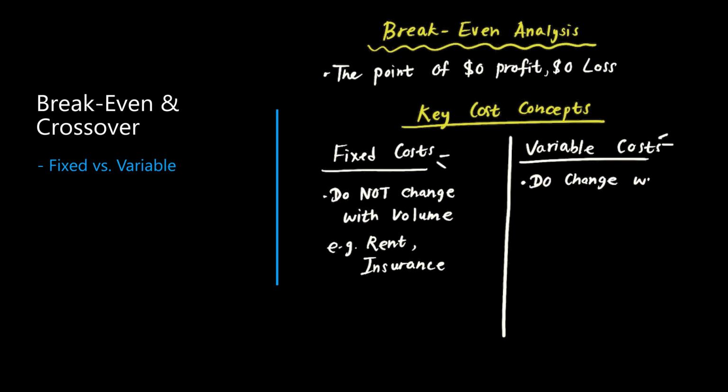Variable costs, on the other hand, are costs that change in direct proportion to your production volume. These include the cost of raw materials, the labour directly involved in making the product, and sales commissions. The more you make, the higher your total variable costs.